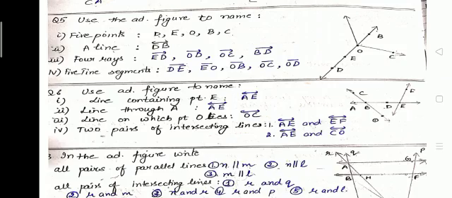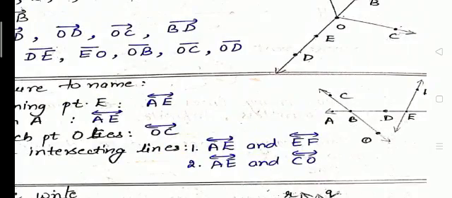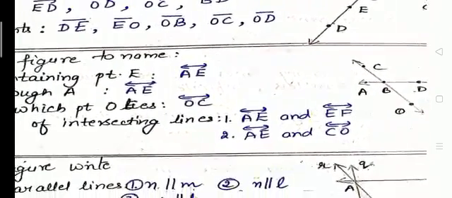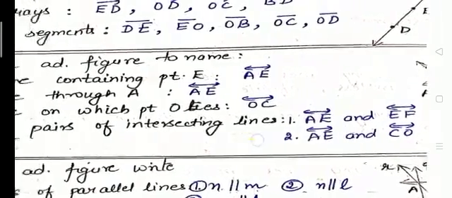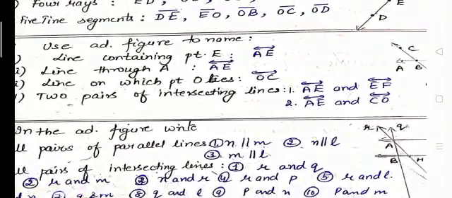Use the adjacent figure to name a line containing point E, that is AE, and the point to be noted here is how I have written it. It's the same point which passes through A, that is AE, and the point on which O lies is OC, because it starts with O. But this is a line, so it has never an endpoint or a starting point, but from the name it symbolizes that O is on the line.